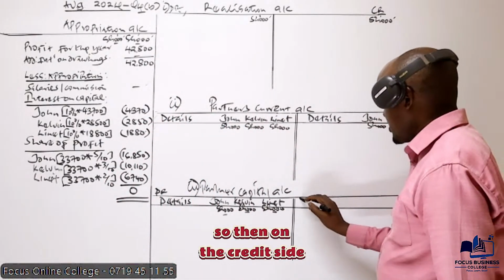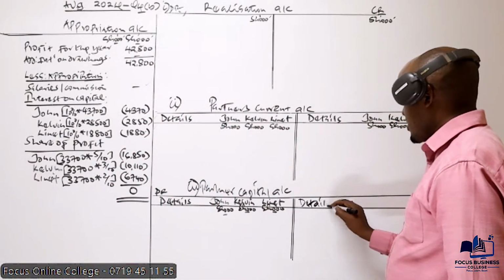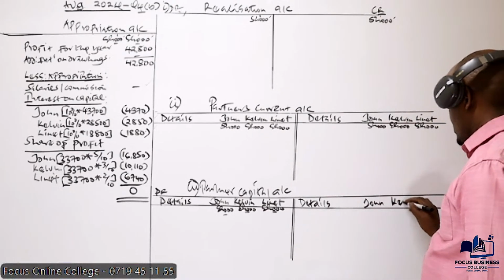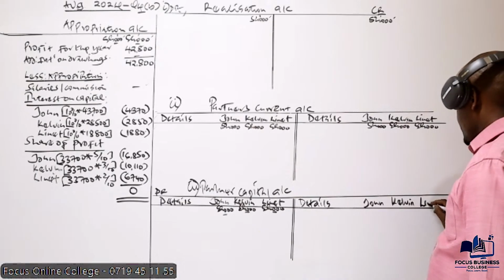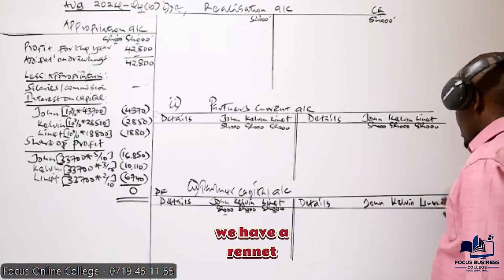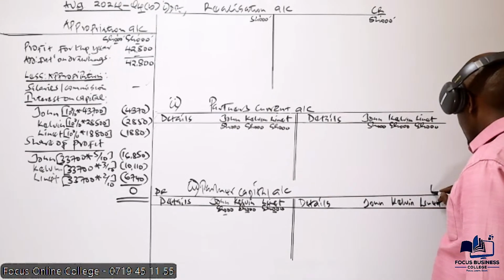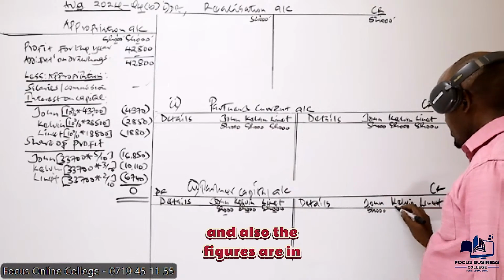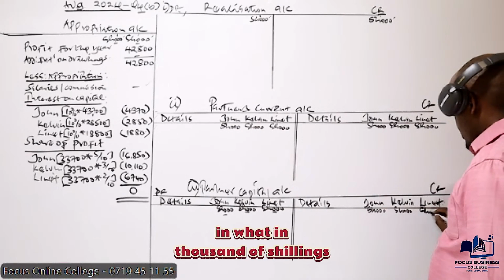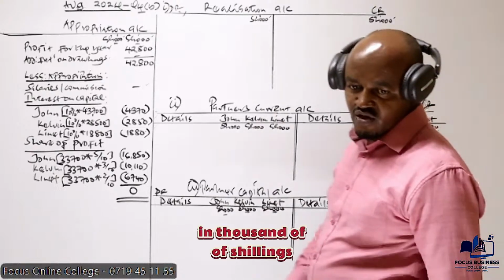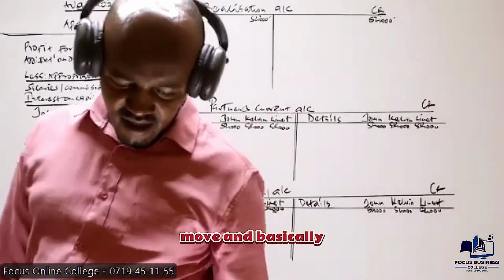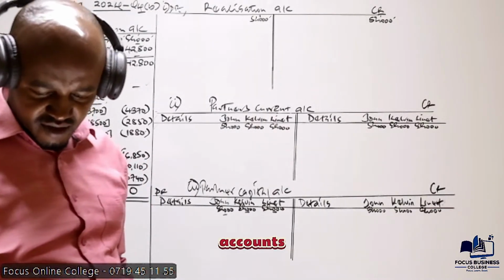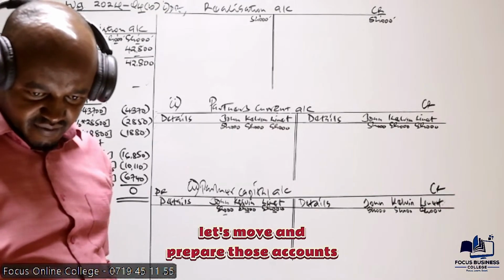So then on the credit side, we have the details column. We have John, we have Kelvin, we have Renette. This, remember, is the credit side. And also the figures are in what? In thousands of shillings. So I think now we can move and basically prepare these accounts.